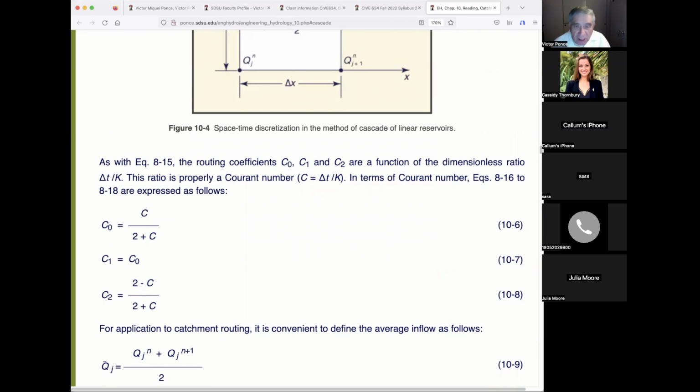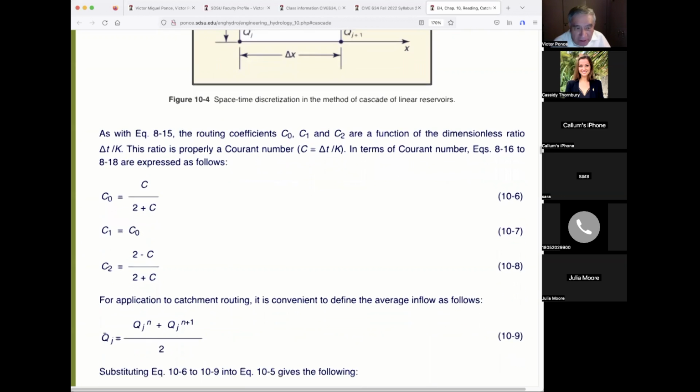Now, Professor Ponce, being who he is, did not like the fact that both Newton as well as all the other people were talking about delta T over K as delta T over K. As a matter of fact, Newton was calling it something else, like storage or something. And I realized that that was a Courant number, and I started calling it a Courant number. At this point, I don't know whether it has stuck, but I call it a Courant number. In my book, it's all Courant number.